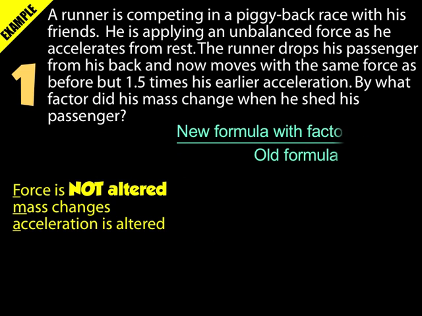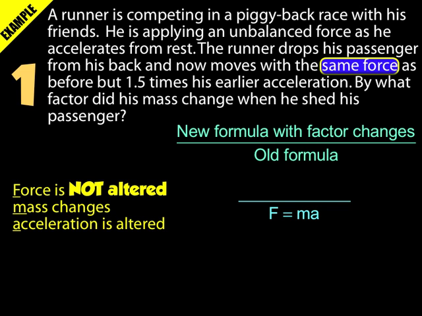To solve a ratio problem, what I'll do is I'll set it up like this, with the new formula with factors of change divided by the old formula. So the old formula is F equals ma because I have force, mass, and acceleration. The new formula is given by the word problem.